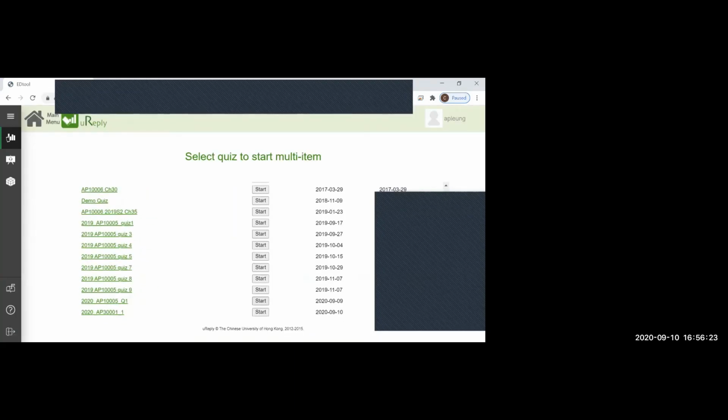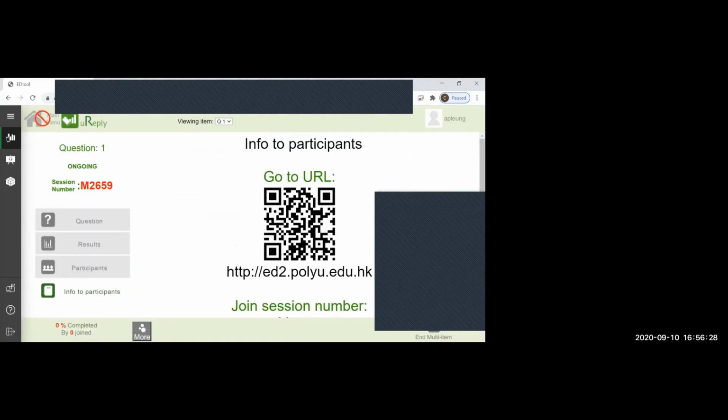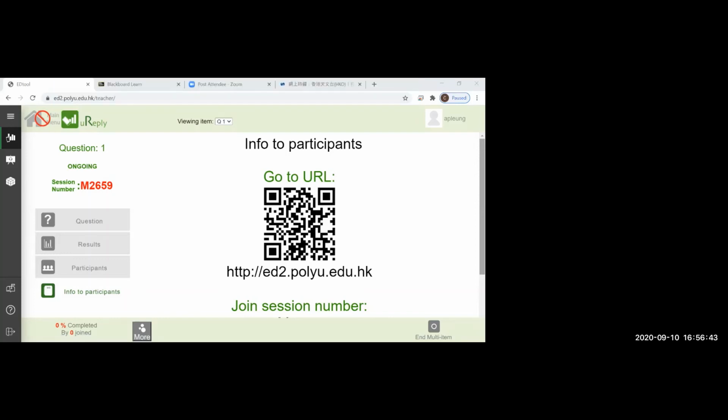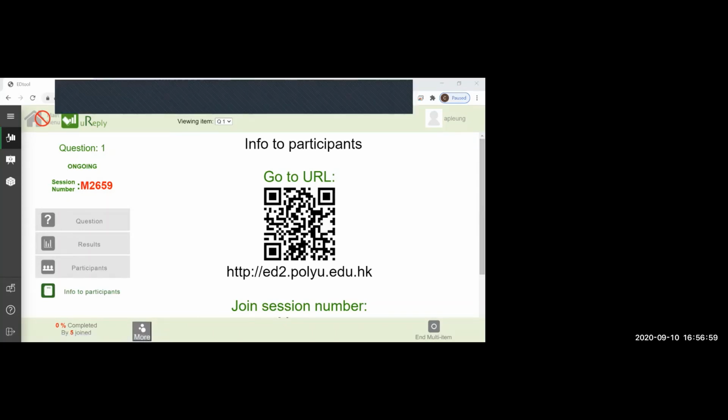Now we would be working on this. So please join in with the session number on the top left-hand corner. There are two questions only, and the two questions are actually related to one another. So I will give you not more than 10 minutes to solve the problems. Meanwhile, if you have any questions, you can ask me.